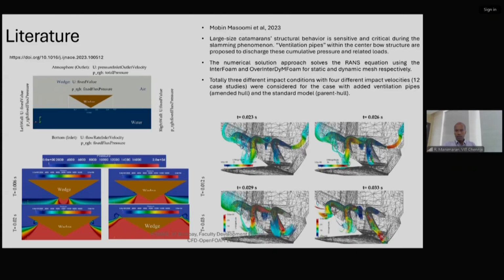hull of the catamaran. So they use ventilation pipes so that stability can be achieved, and to discharge whatever water is collected on the top. So they have considered different impact velocities, 12 case studies, and they also changed the hull to an amended case and compared it to the standard case.